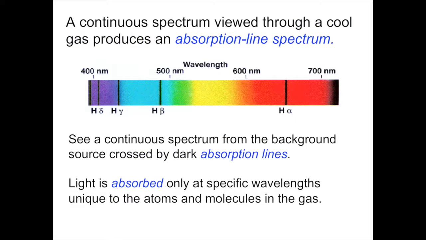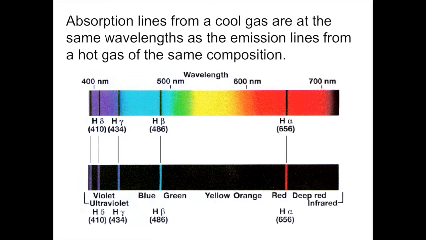They also found, Kirchhoff's third law, that a continuous spectrum viewed through a cool gas would produce an absorption line spectrum. Here, the continuous spectrum is seen as the continuous rainbow wash of color, but the absorption spectrum are places where light is missing from the spectrum, where we see these dark lines crossing the spectrum where light has been absorbed. The light is absorbed only at very specific wavelengths that are unique to the atoms and molecules in the gas. However, not too surprisingly, these two emission and absorption spectra are closely related.